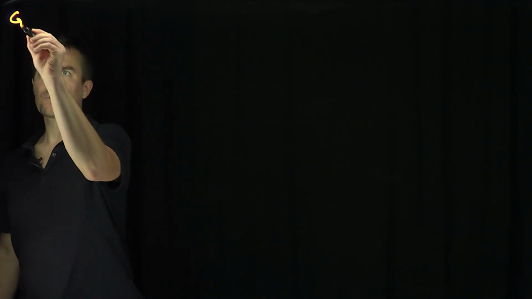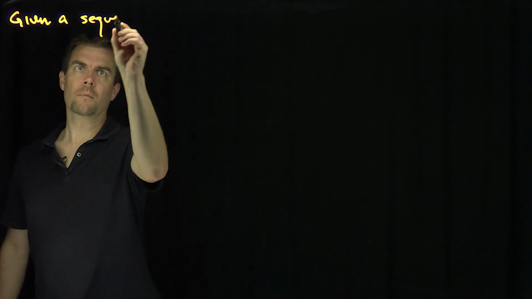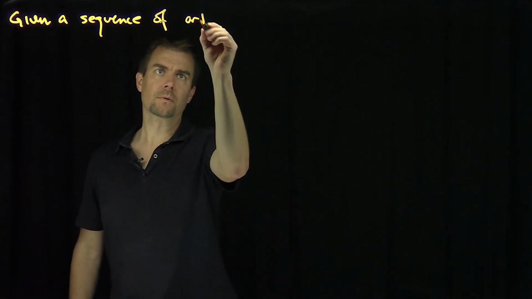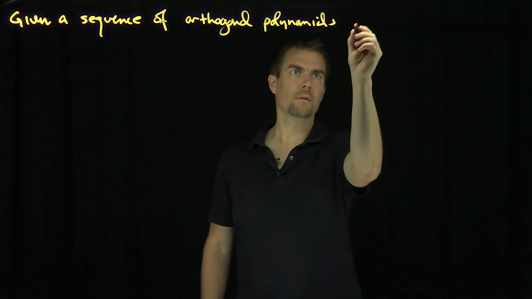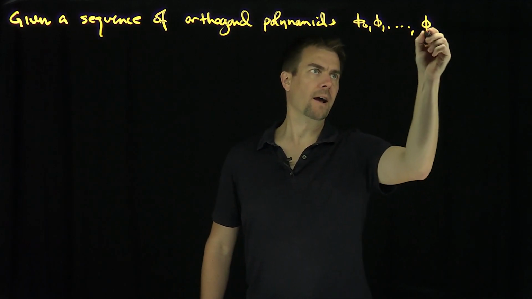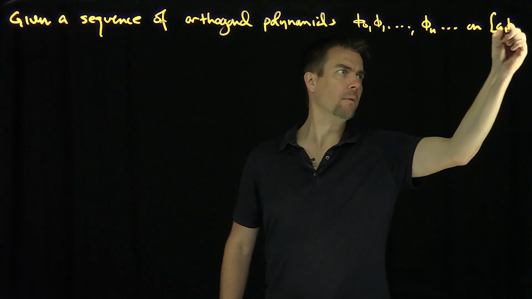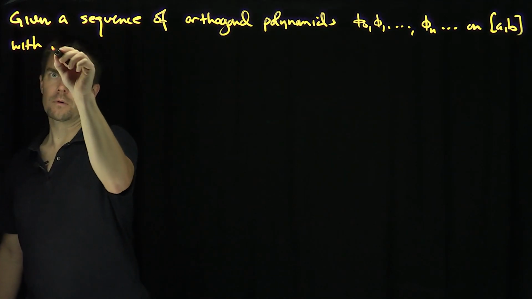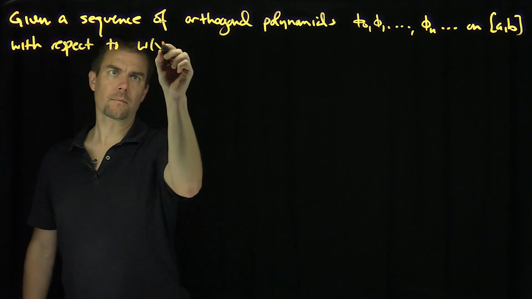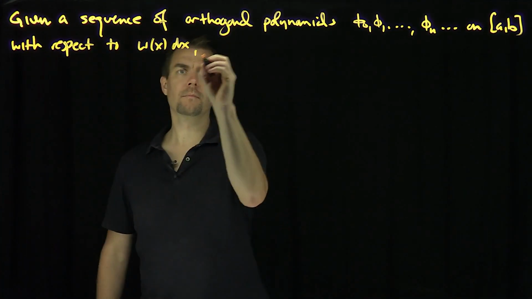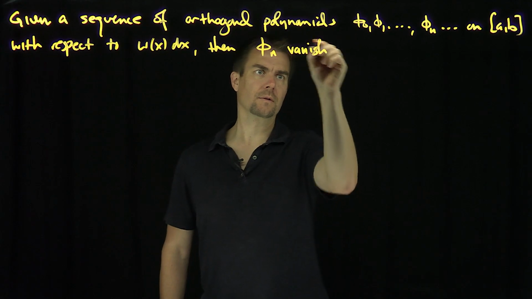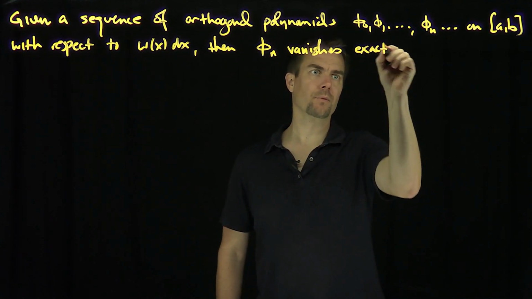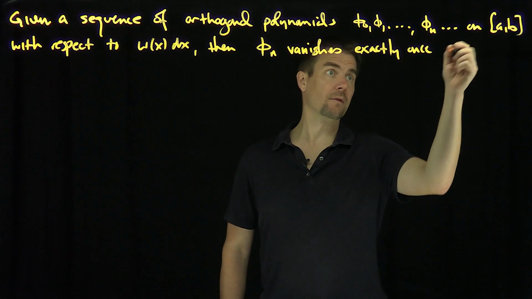Students, in this video we'll prove that the roots of orthogonal polynomials interlace. So if we're given a sequence of orthogonal polynomials phi 0, phi 1, ..., phi n on [a, b] with respect to the weight w, then phi n vanishes once, exactly once, because they're simple roots, between consecutive roots of phi n plus 1.